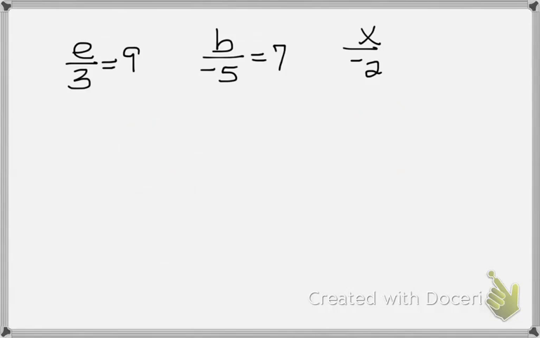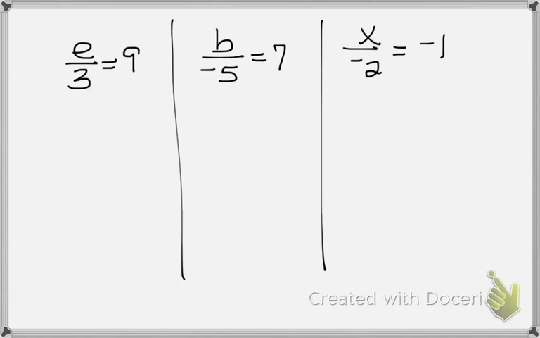You're also going to have problems like this: e over 3 equals 9, b over negative 5 equals 7, and x over negative 2 equals negative 1. Now notice what I said. I kind of said it the wrong way on purpose. I said e over 3. That really wasn't the best mathematical way. What I should have said is e divided by 3 equals 9, or b divided by negative 5 equals 7, or x divided by negative 2. And now we're going to undo what has been done.